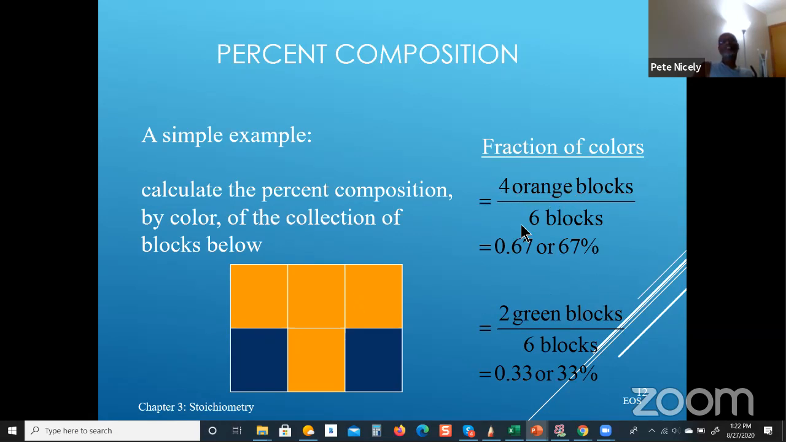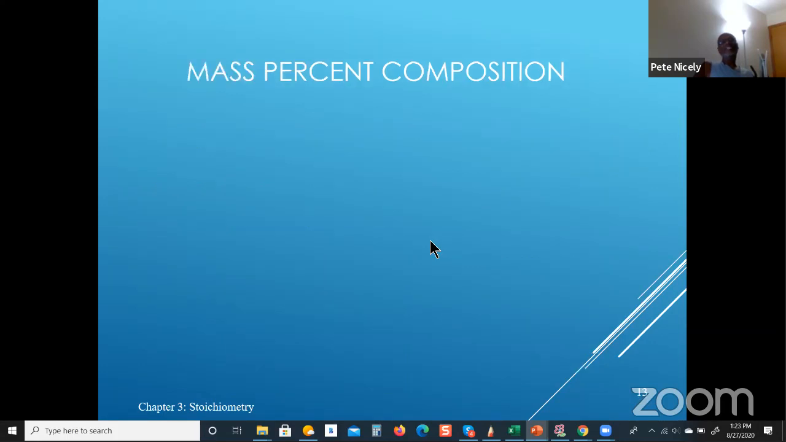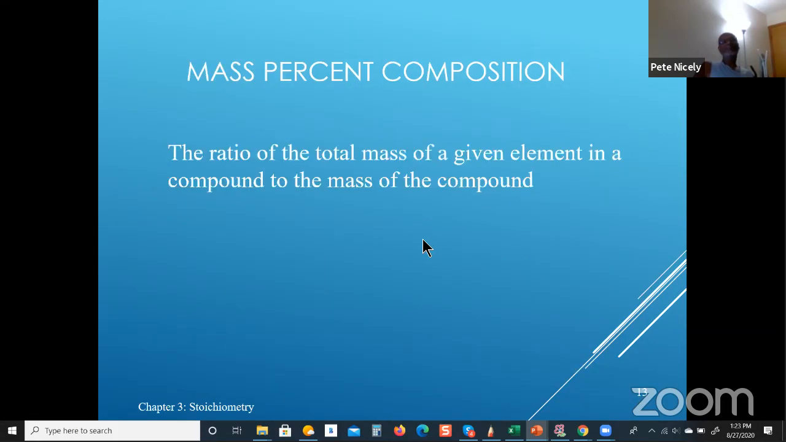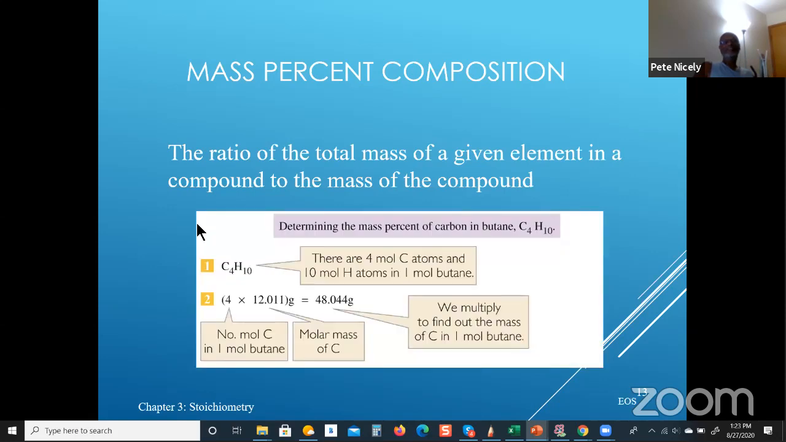So that would be 4 divided by 6 times 100%. That would be 67%. And then for the blue, I don't know why they have green here. It should be blue. For the blue blocks, it would be 2 divided by 6, which would be 33%. So that's basically how you determine the percentage of blocks present in this diagram. It's the same idea when it comes to compounds. Basically, what you're going to do is take the total mass of a particular element and divide it by the total mass of the compound, and that will give you the mass percent of that particular element in the compound.